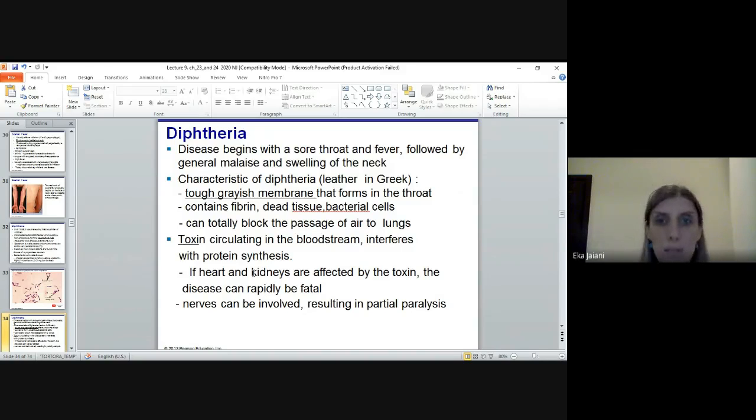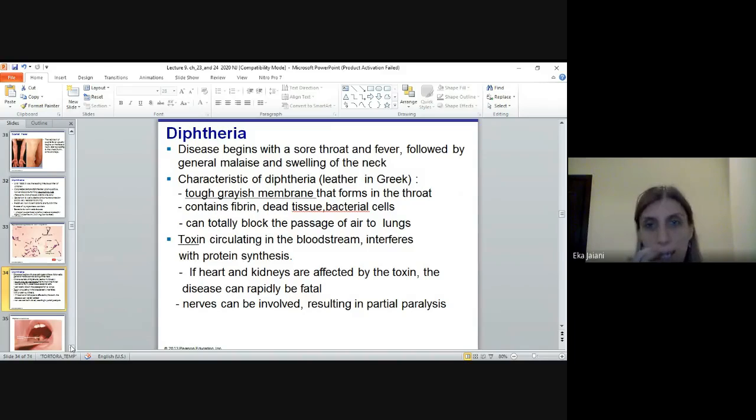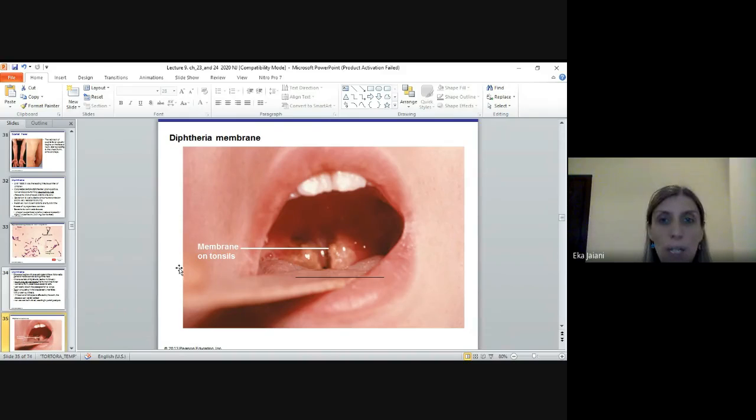In the past, it was a huge problem, but nowadays we have a vaccine and we can use antibiotics to treat it, so it's not a huge problem anymore. And this toxin that is produced by this bacteria can circulate in the blood and can affect the heart and kidneys as well. And this is the membrane on tonsils.